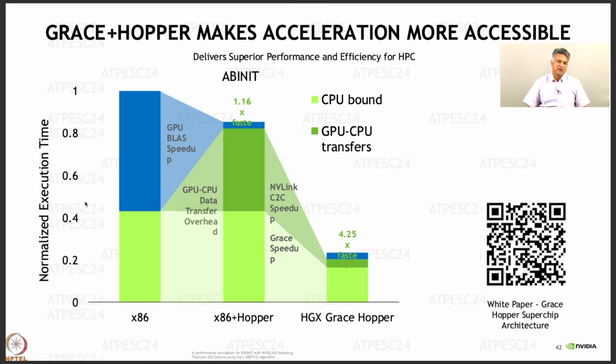So if you look at the normalized execution time of different applications, if I were to run it only on pure x86 and let us say I normalize it to 1, if I use the x86 plus Hopper GPU architecture, it typically will run about 1.16 times faster. If I do it on the Grace Hopper platform, it almost runs 4.25 times faster.